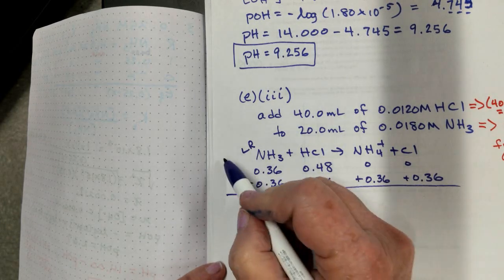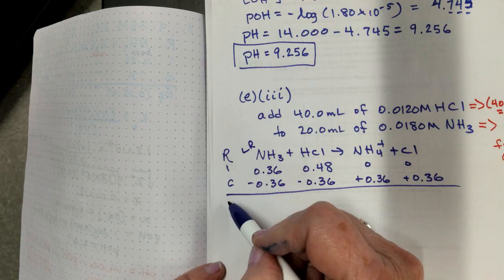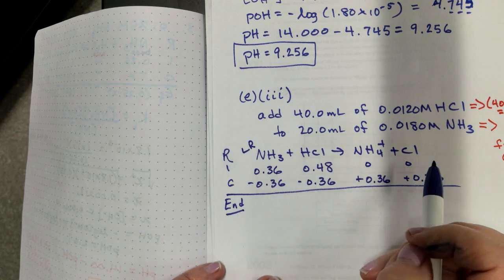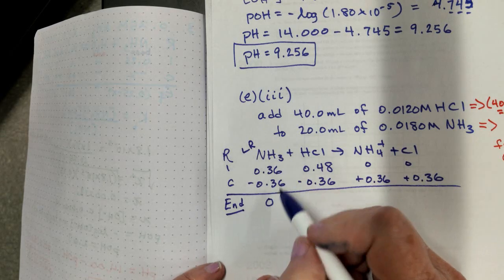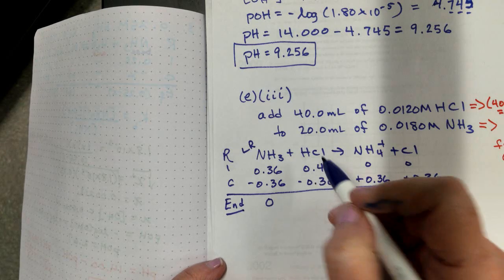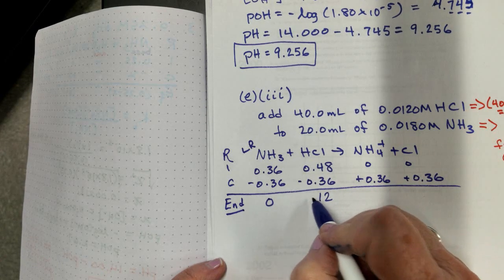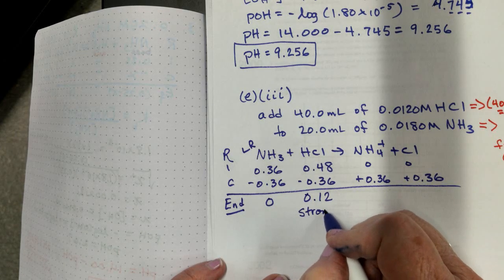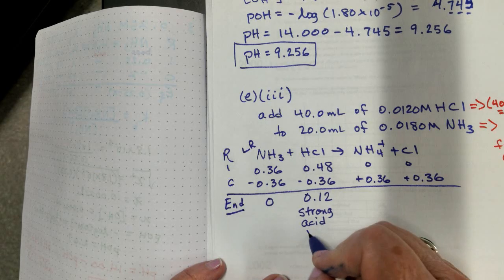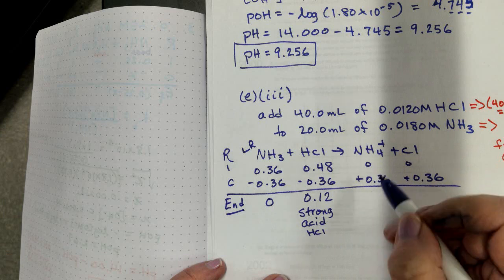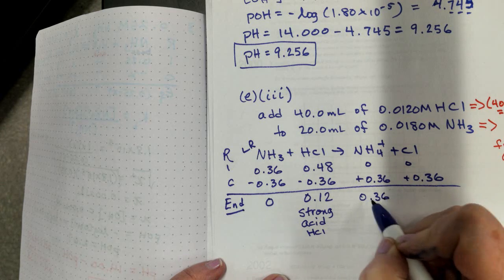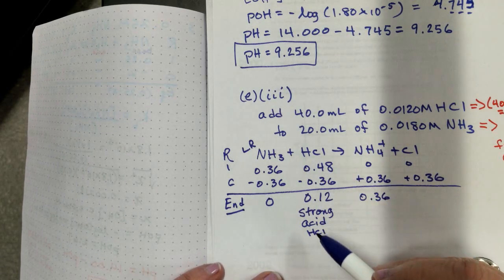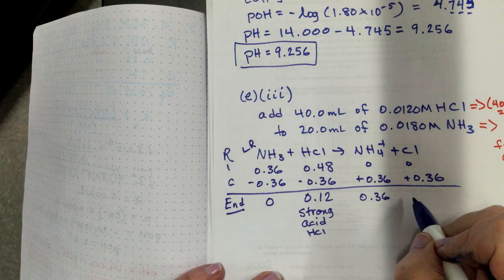So at the end, remember this is my RICE end table. This isn't equilibrium. This is stoichiometry. The acid and base are reacting. So I don't have any of my weak base left. Well, I already knew that. I wasn't going to have that left over. And I have 0.12 millimoles of the strong acid. So this is strong acid HCl. And yes, I do have some of this, but it's not going to affect the pH. This is a stronger acid than that. So the pH is based on the strongest that's in the beaker.